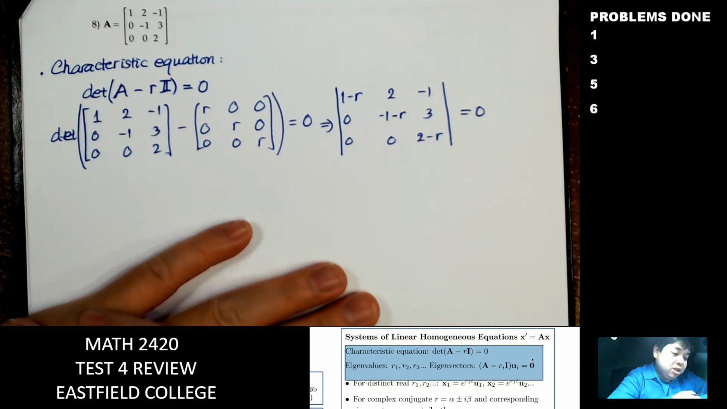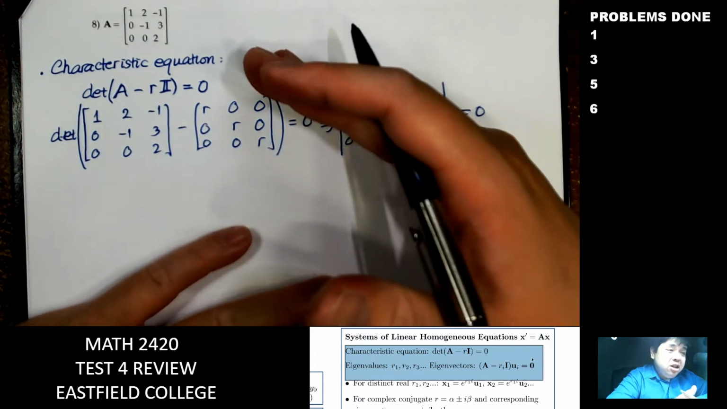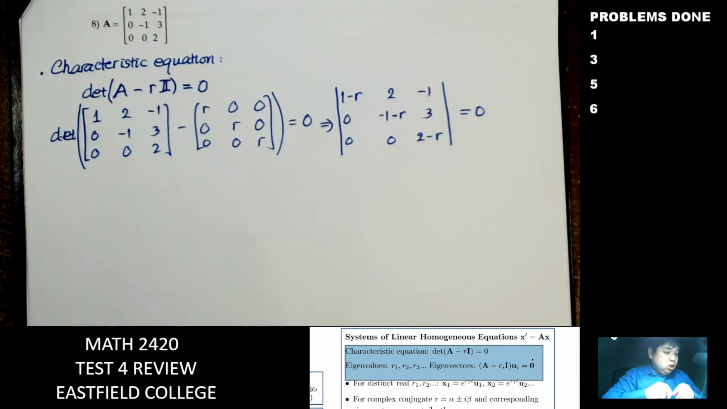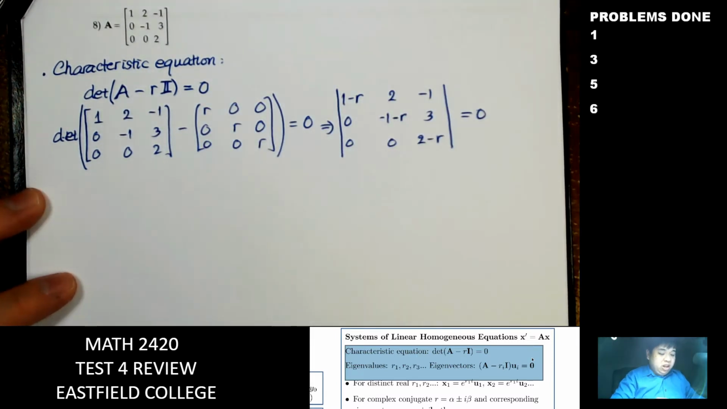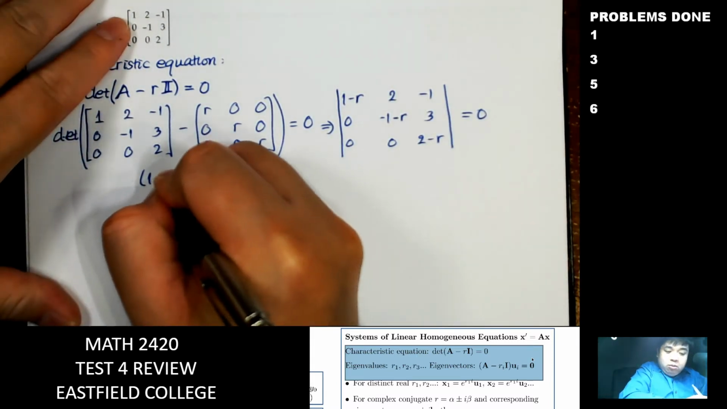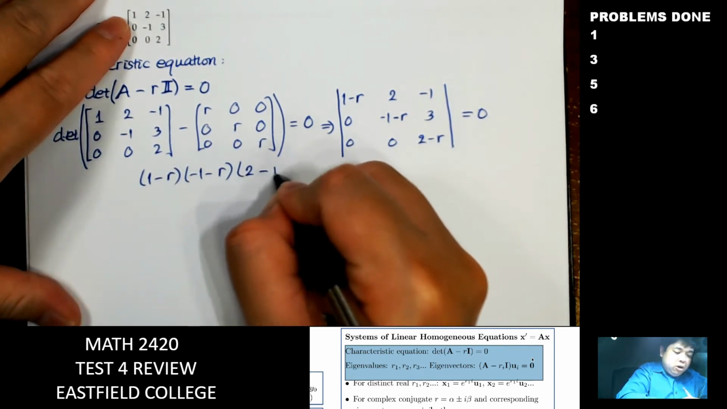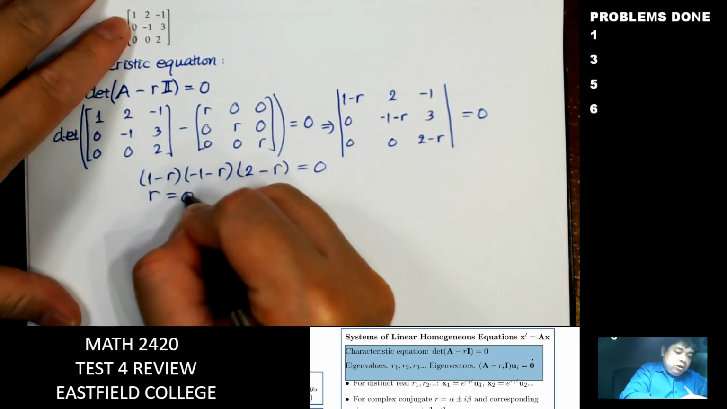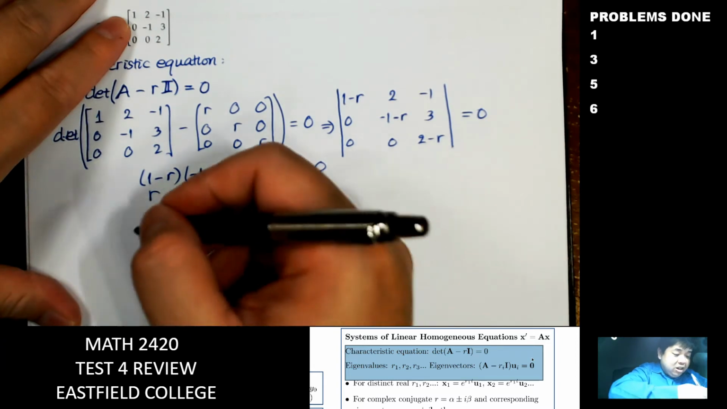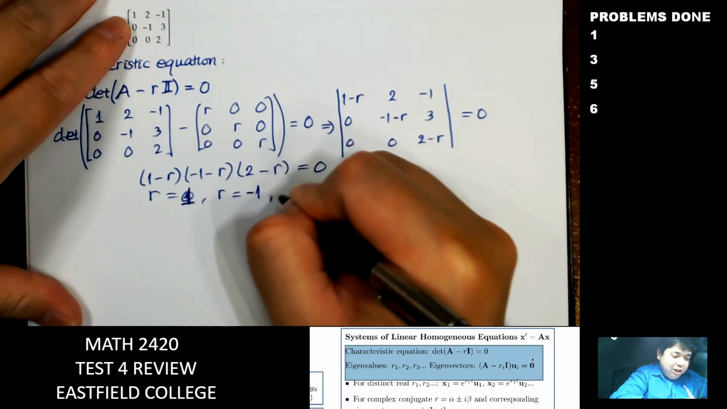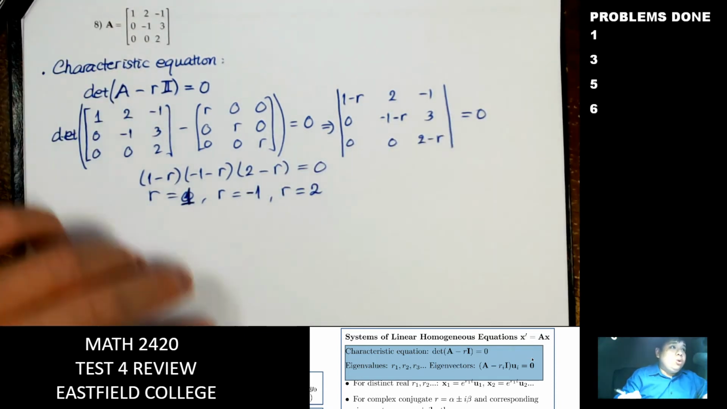The easiest way to do this is to use the properties of the upper triangular matrix, instead of the submatrix method. To find the determinant, just multiply the diagonals. Either upper or lower triangular, just multiply the diagonal, and that will be the determinant. So we have 1 minus R, -1 minus R, and 2 minus R equal to 0. So R equal to 1, R equal to -1, and R equal to 2. So those are the eigenvalues.